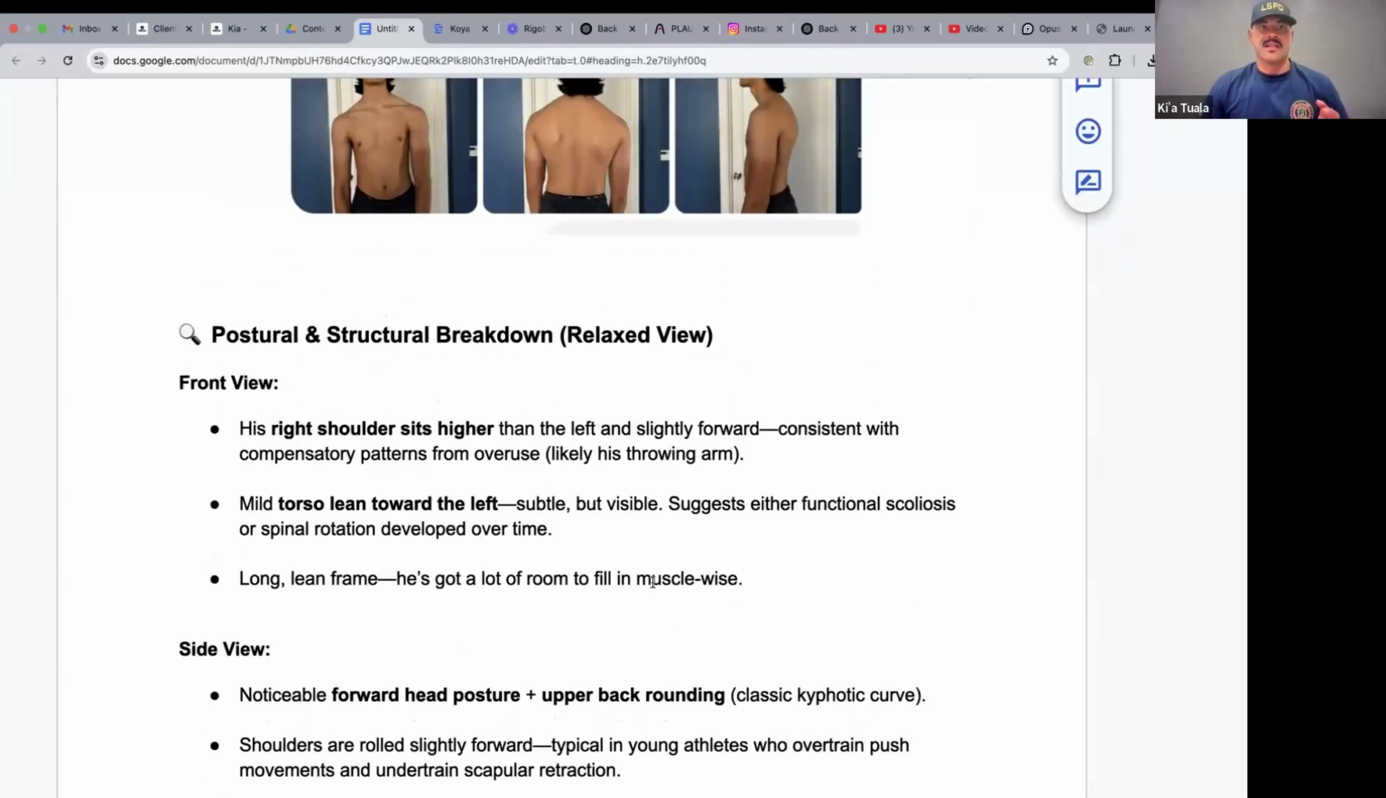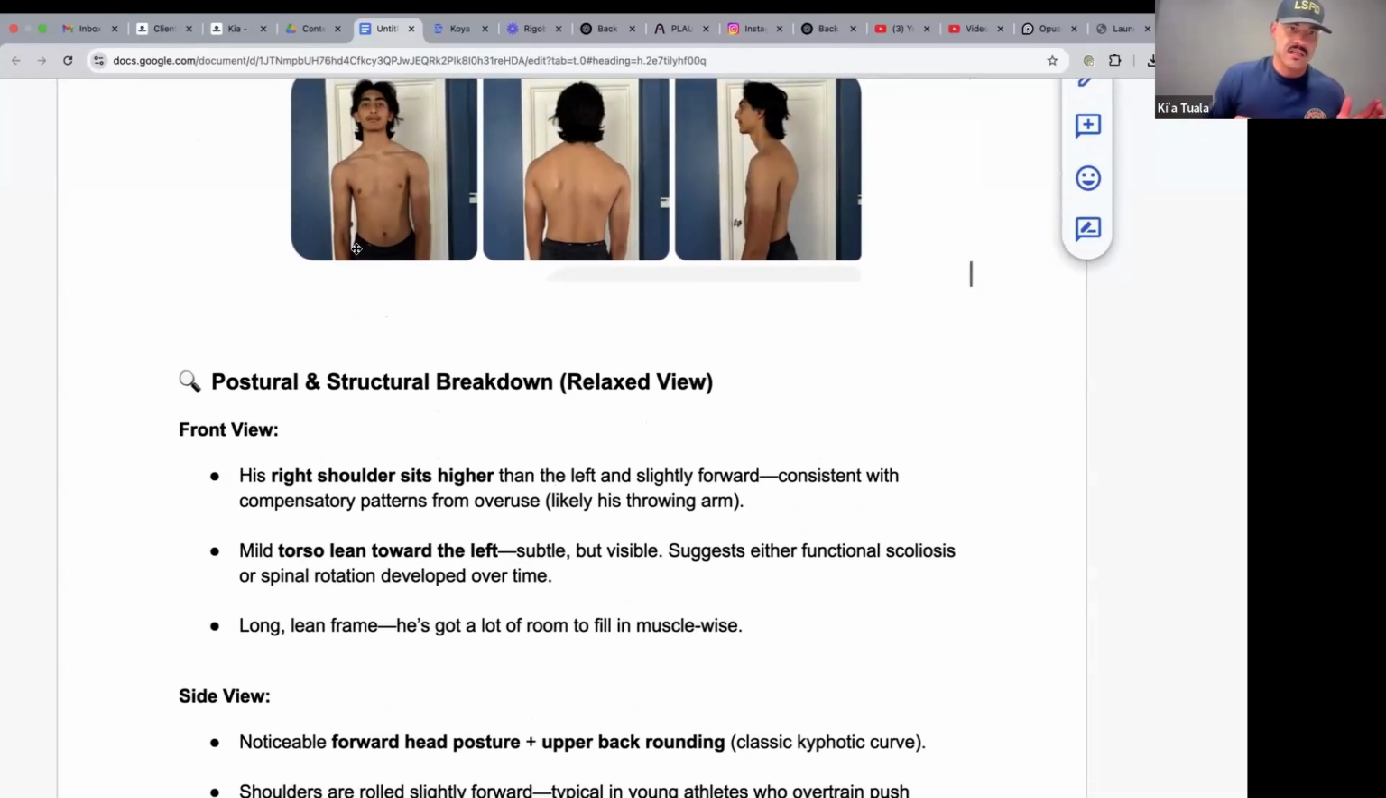Mild torso lean to the left. You can see it here. He's leaning towards his left. It's subtle, but it's visible. It suggests, again, either that functional scoliosis we talk about or a bit of spinal rotation that's developed over time.